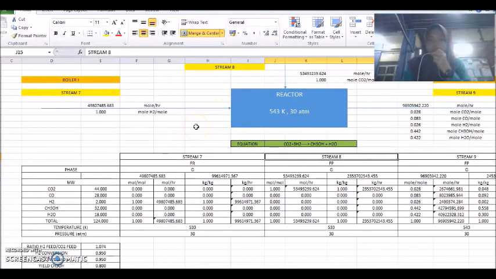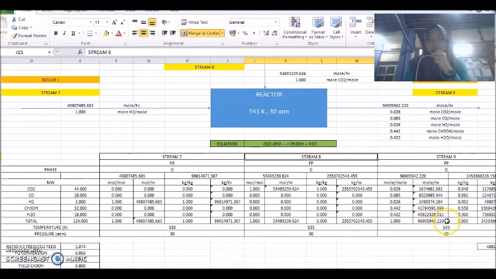The condition at each inlet stream, both the hydrogen gas stream and the carbon dioxide gas stream, is the same: 553 Kelvin and 30 atm. For the output stream, the product stream, the pressure is the same, 30 atm, and the difference is the temperature, which is 543 Kelvin.